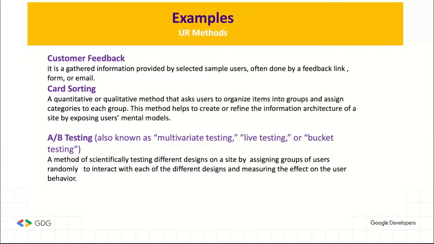A/B testing is also known as multivariate testing, live testing, or bucket testing. This is a method of testing different designs on a website by randomly assigning groups of users to interact with each of the different designs, measuring the effect on user behavior. Actually, how we do this: we put two designs and let the users test those products, and finally we can have a better result by comparing these two designs.